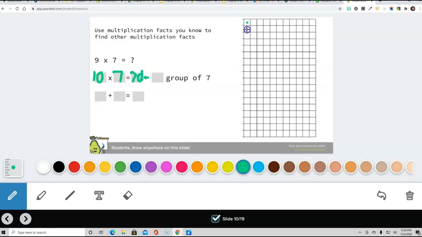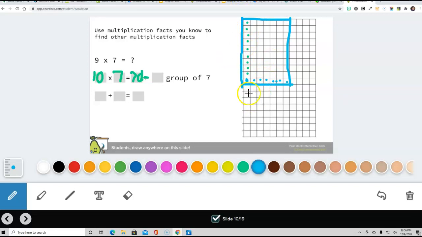So here's 1, 2, 3, 4, 5, 6, 7, 8, 9, 10, and I'm going to go over because that's what I know. I know 10 times 7, and I'm going to, because I added this one. This is an addition, okay? And 1, 2, 3, 4, 5, 6, 7. So I'm going to go over and across. So this is my box here.